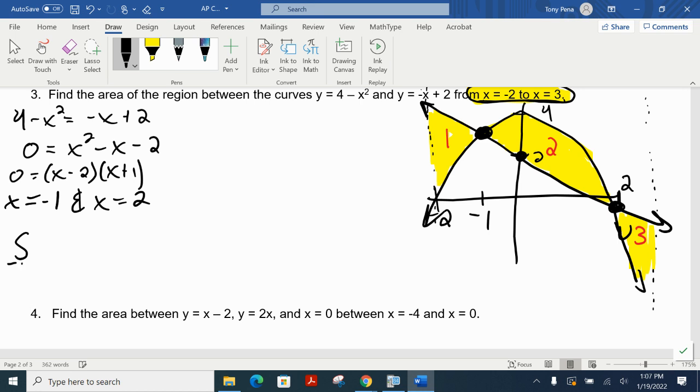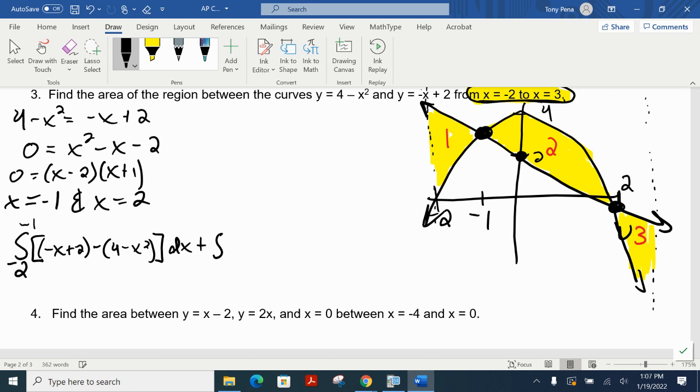As I go to set up my integral, the left-hand side, we're going to work left to right. That first one starts at a negative 2. And when I start at a negative 2, what's on top, the parabola or the line? The line. So initially, I'm going to put the line on top, and I'm going to subtract the bottom, which is the parabola. But this relationship is only true from the negative 2 until what x value? Negative 1. So this integral here, when we punch that into our calculator, will give us the area of number 1.